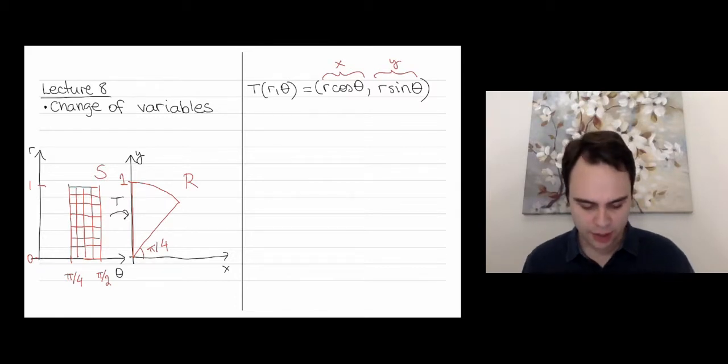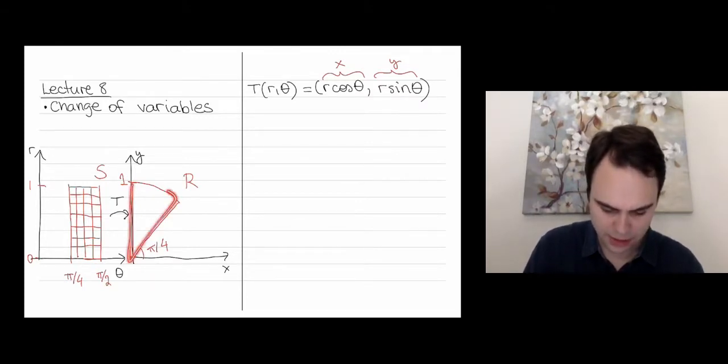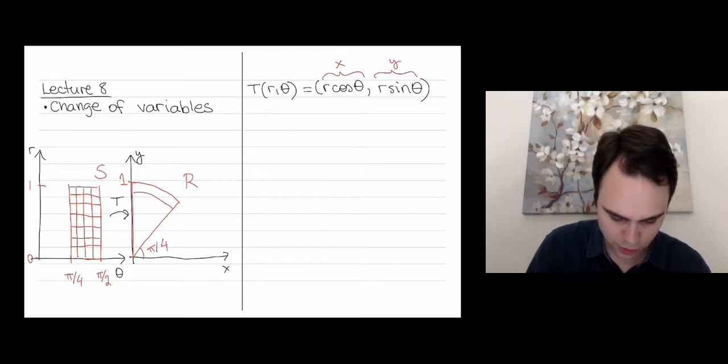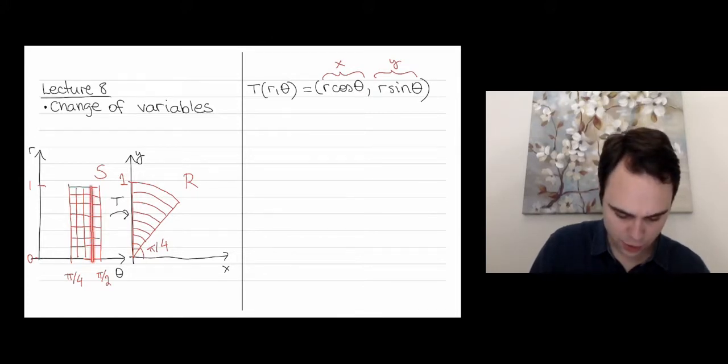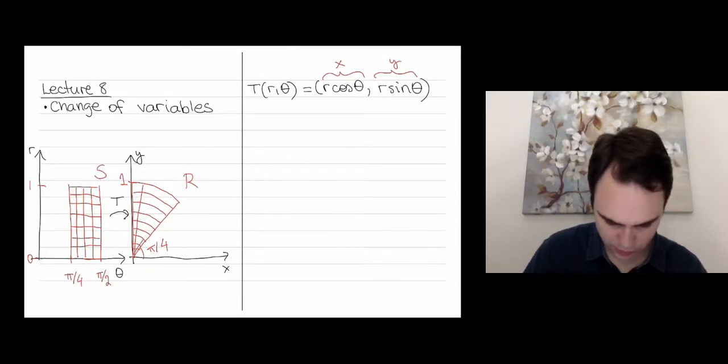Now this subdivision of S corresponds to a subdivision of R, the pizza slice, right? The horizontal lines are the constant r lines, so constant radius. This gives me a bunch of circles about the origin. And the vertical lines are the constant theta lines. These are rays shooting from the origin, like this. So let me just draw 3 subdivisions here, like this.